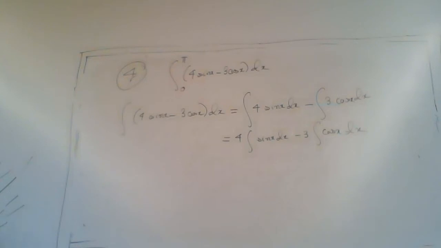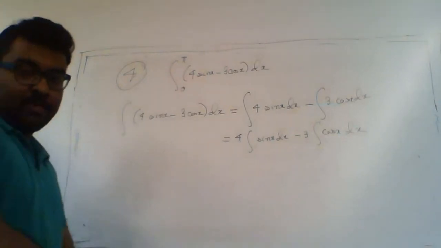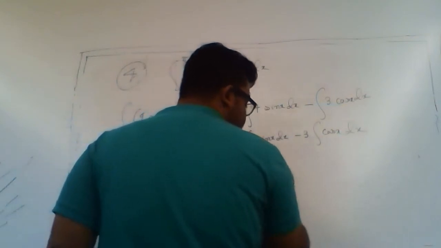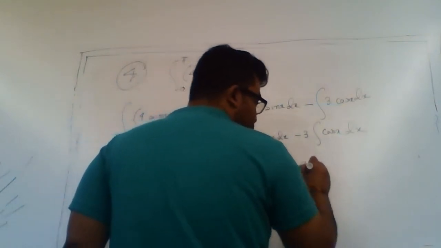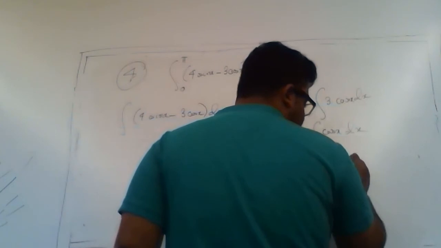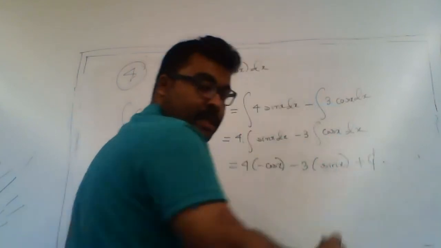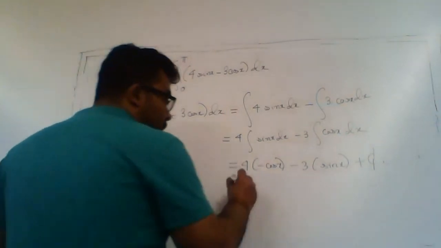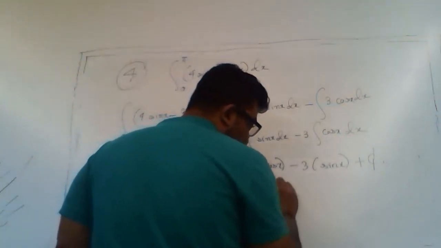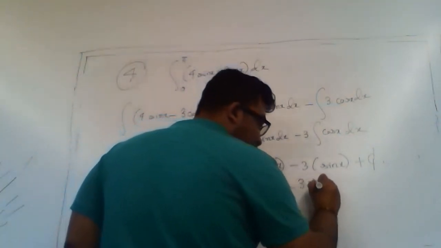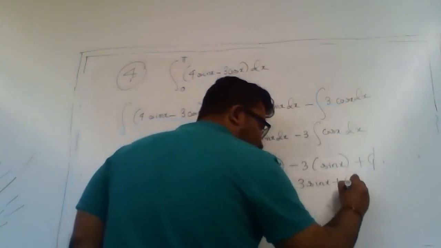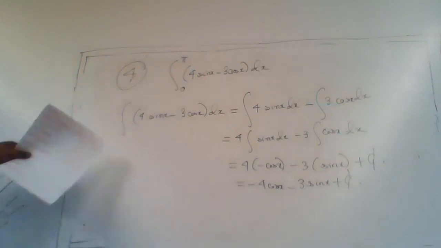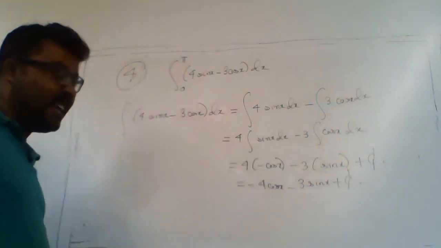Now once you do this, the integral of sin x is minus cosine x and the integral of cosine x is just sin x plus the constant of integration. So if you simplify this, you get minus 4 cosine x minus 3 sin x plus c. Now you put pi here, you put 0 here, and find the difference.